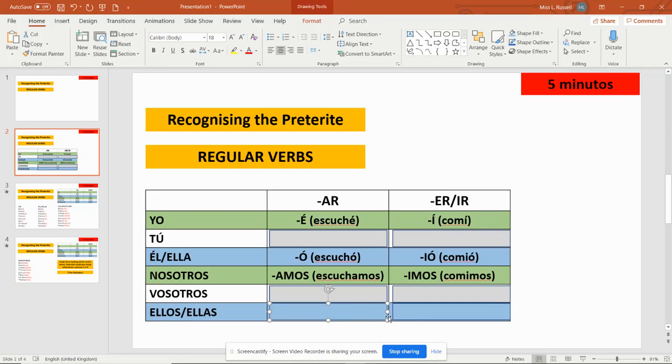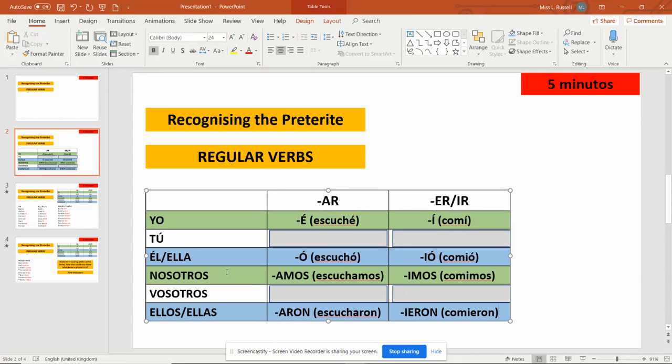Then if we look at they, if it ends in aron, that is relating to ellos or ellas. So for example, escucharon, they listened. The ER and IR verbs, ieron, comieron, they ate. Okay? If it ends in aron or ieron, so that kind of RON ending, you know that it is related to ellos or ellas, and it is also in the preterite tense.